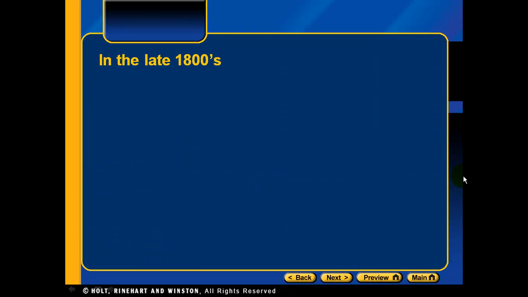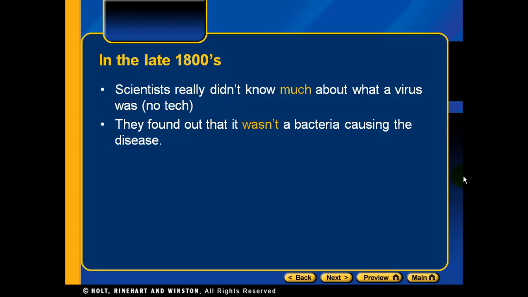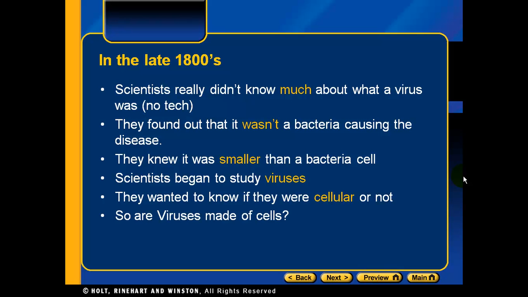Some history here. In the late 1800s, scientists didn't know what a virus was. There was no technology around for them to even look at them. Eventually, they found out that viruses aren't bacteria that's causing the diseases. They knew it was smaller than a bacteria cell, and so they began to study viruses. And what they wanted to know was if they were made of cells or not. So that is the big question. Are viruses made of cells?